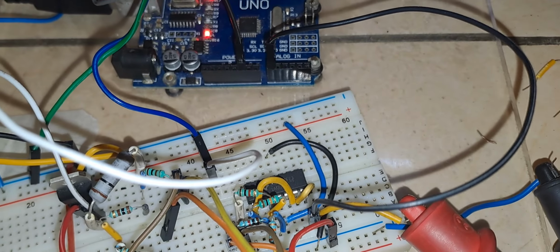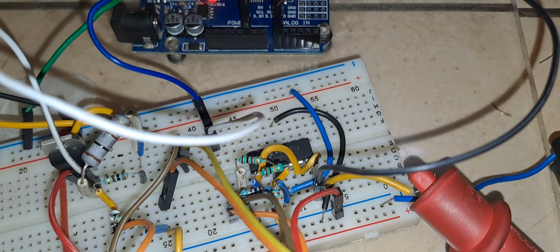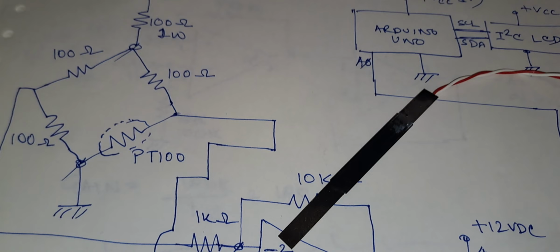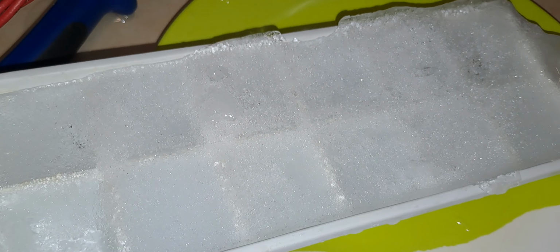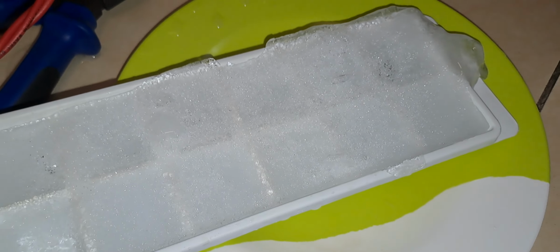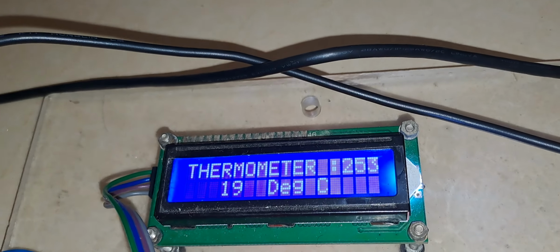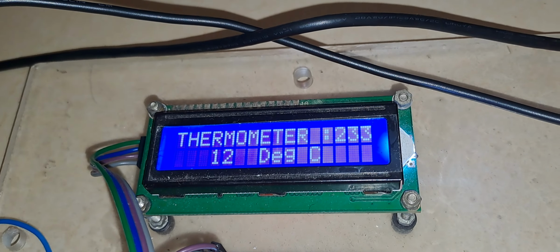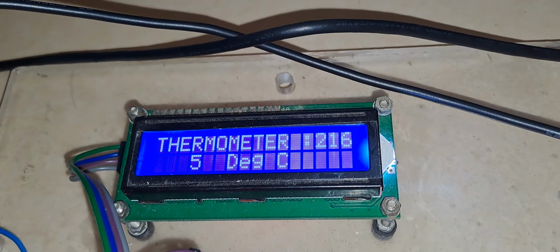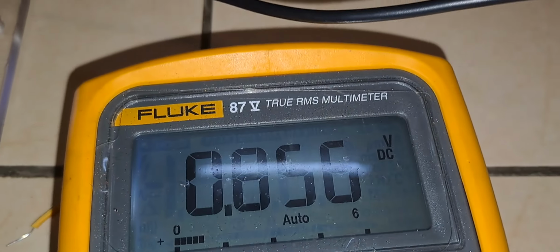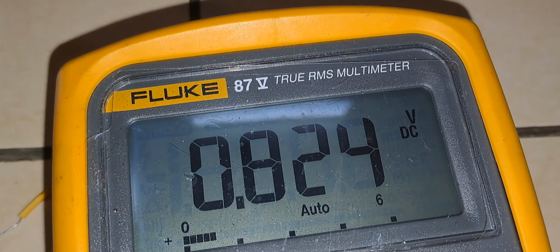So now I am going to cool the sensor and I am going to see the response when I put the sensor in ice. So I am bringing ice. I am pausing the video for a while. So as you can see here, this is my ice block and this is my PT100. So I am going to put it over the ice. Let us see the reading. You can see the sensor is cooling. You can see the voltage also. The voltage is dropping.